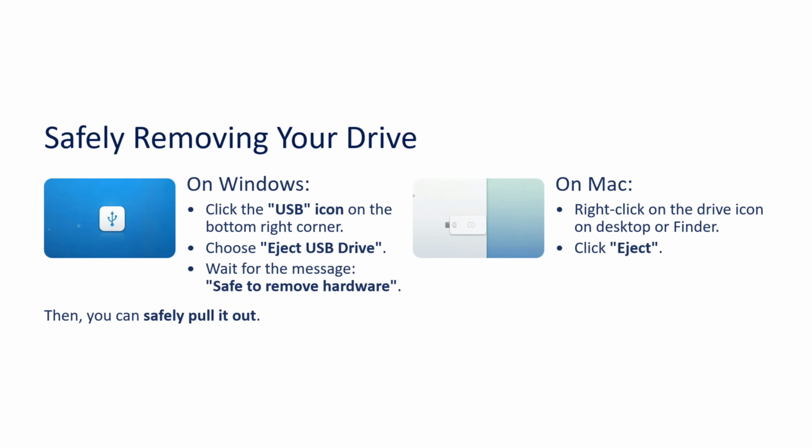Next, we will see how to safely remove your device. On the Windows operating system, click on the USB icon on the bottom right corner, and choose eject USB drive, and you have to wait for the message safe to remove hardware. Once you see the message, you can safely pull it out. In case of the Mac operating system, right click on the drive icon on the desktop or Finder, then click on eject. After that, you can safely pull it out.